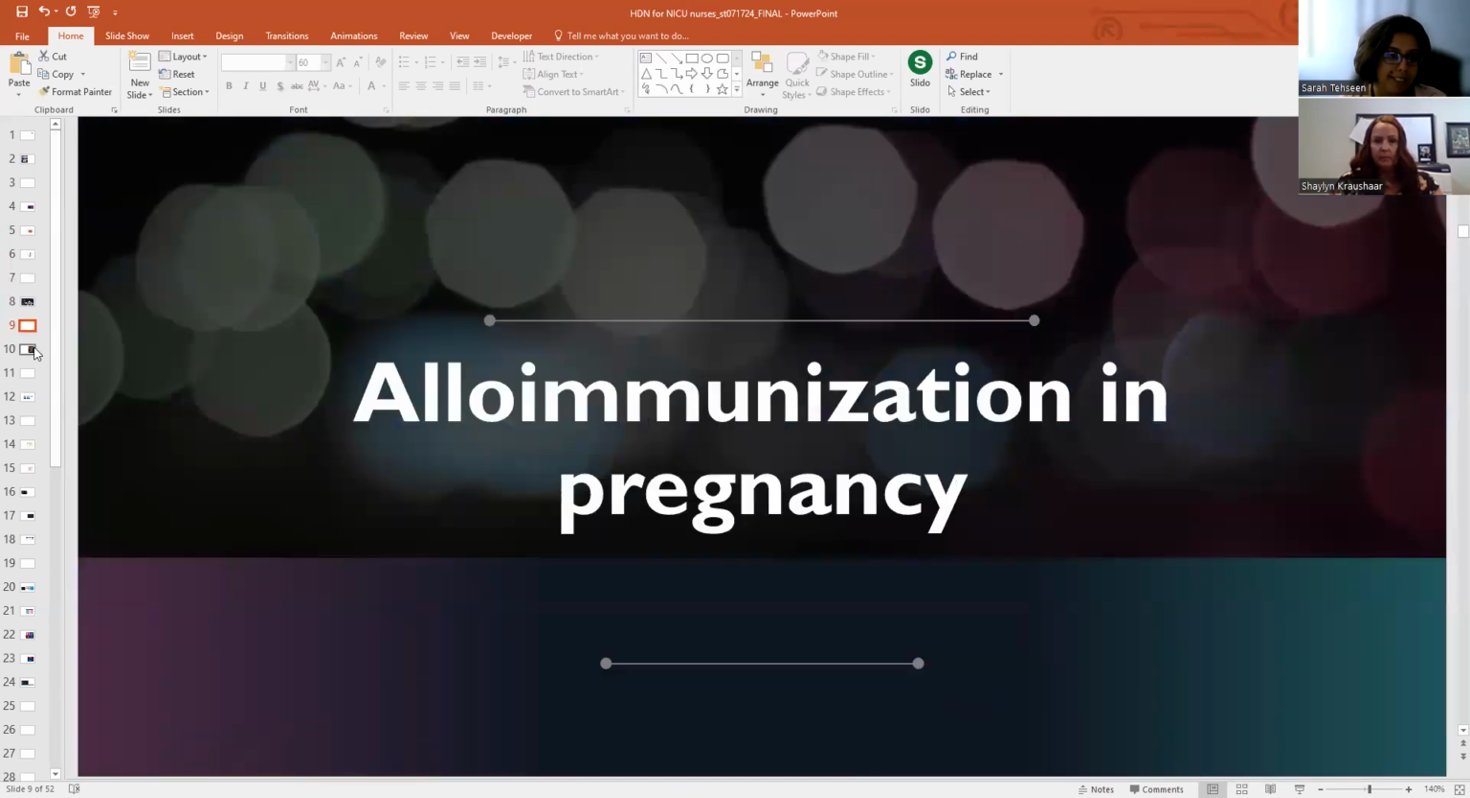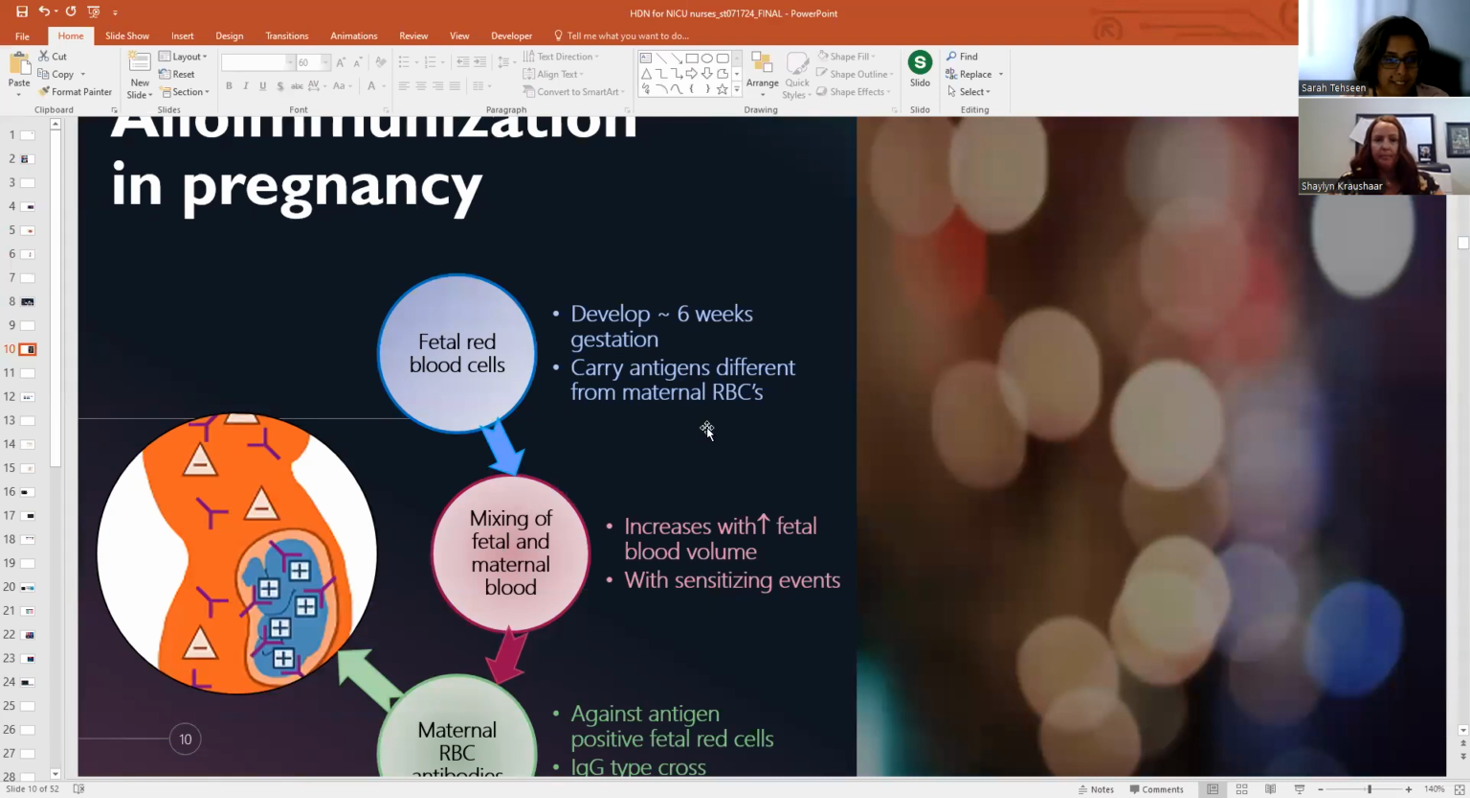So what about pregnancy? In pregnancy, fetal circulation begins to develop around 6 weeks of gestation, and as the fetal size increases, the fetal blood volume increases. As you all know, for a 3 kilogram baby, the fetal blood volume will be about 300 mLs, right?